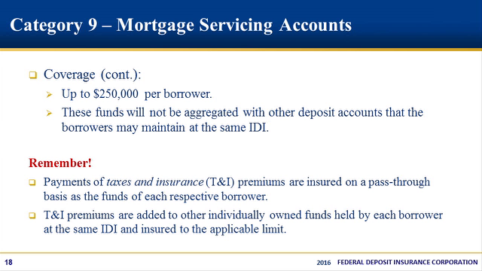Funds insured under this category are not added with any other deposits that the borrowers may have at the same bank. In addition, it is important to note that the calculation of deposit insurance coverage for deposits holding the commingled payments of taxes and insurance, or T&I premiums, are different. T&I payments are still insured on a pass-through basis as the single ownership funds of each respective mortgagor. Any T&I funds on deposit in a bank would be added to any other single ownership funds owned by a mortgagor.